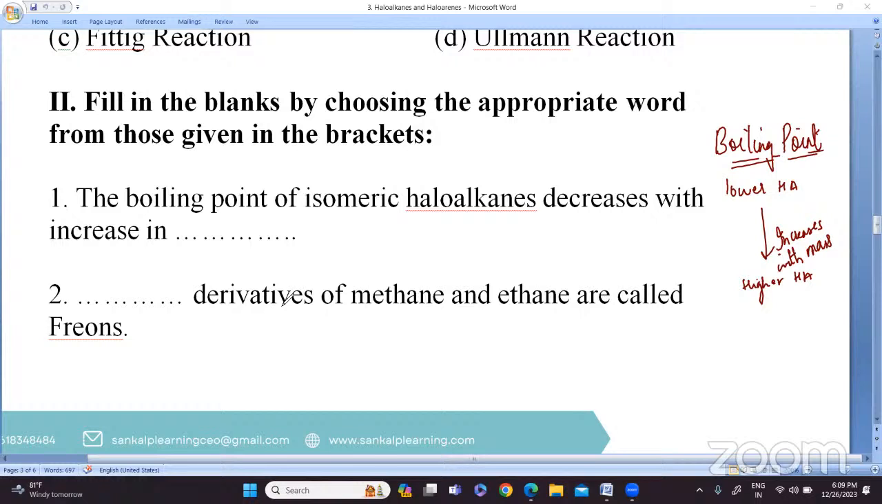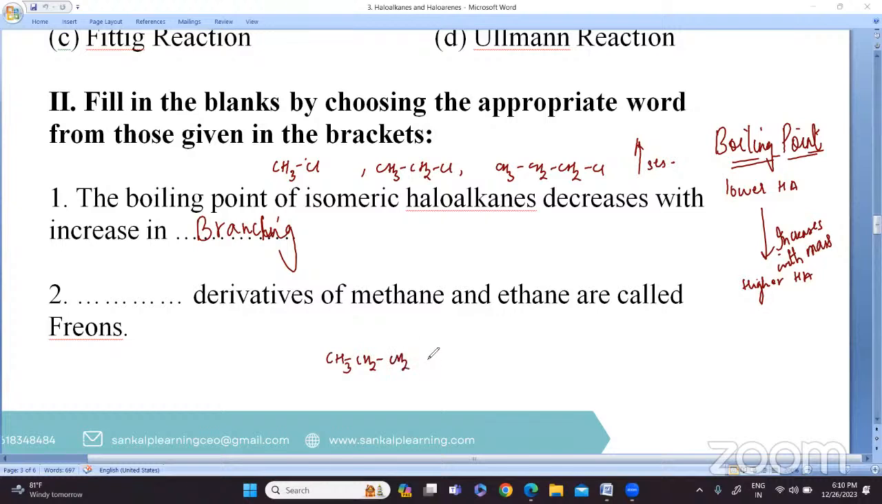It decreases with increasing branching. Remember that, see here. When you have a straight chain compound, suppose I have CH3Cl, then I have CH3CH2Cl, then I have CH3CH2CH2Cl. The number of carbon atoms and hydrogen atoms are increasing in the subsequent compounds. So what will happen to the boiling point? Boiling point will increase.